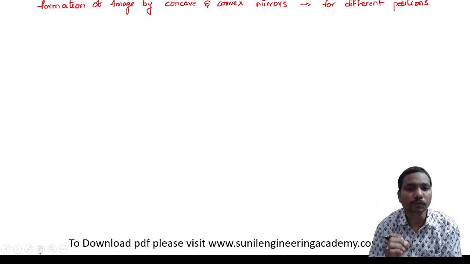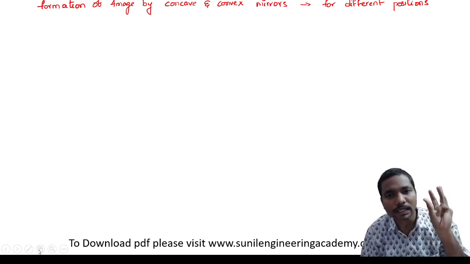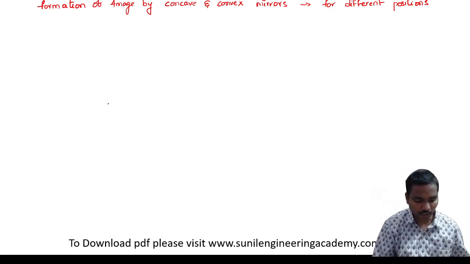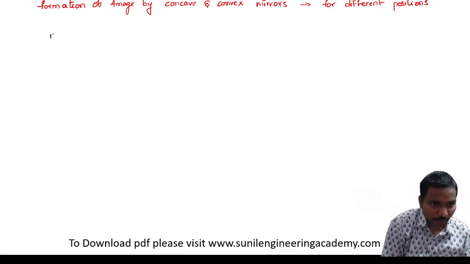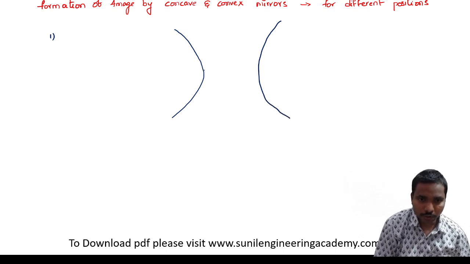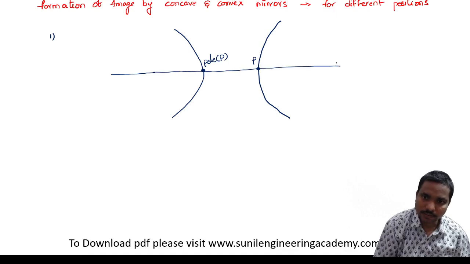Before going to discuss those points, I want to give three important points. Based on these three important points, we can get the idea of formation of images. First important point, let us take the concave mirror. Here the center point of the reflecting surface is nothing but the pole P. The axis which is going through the center of curvature and pole is the principal axis. We know very well about this.